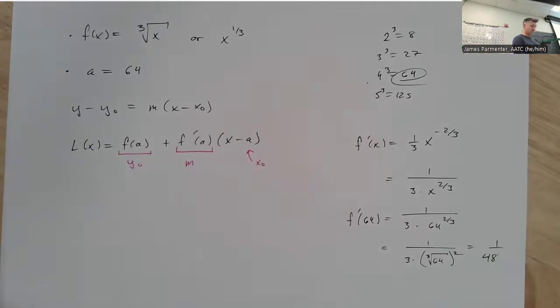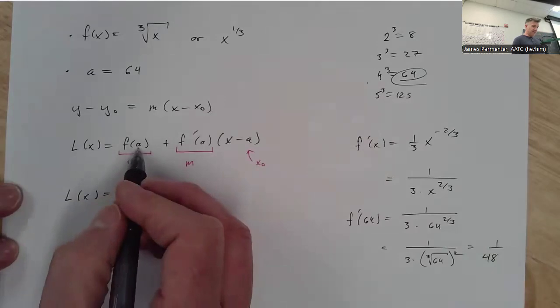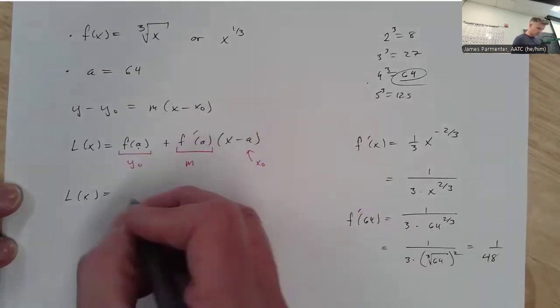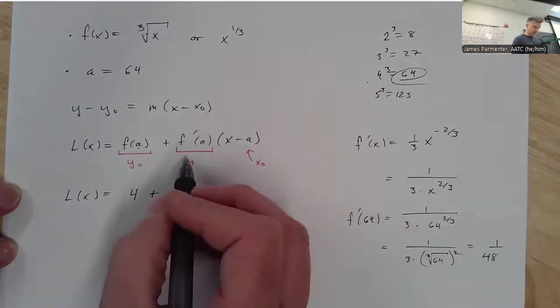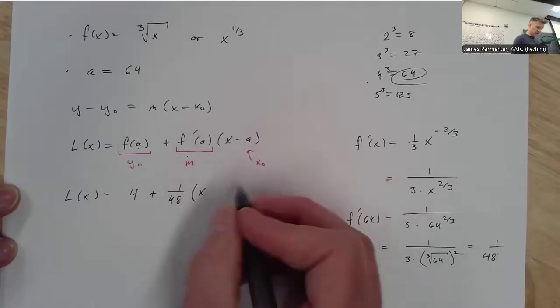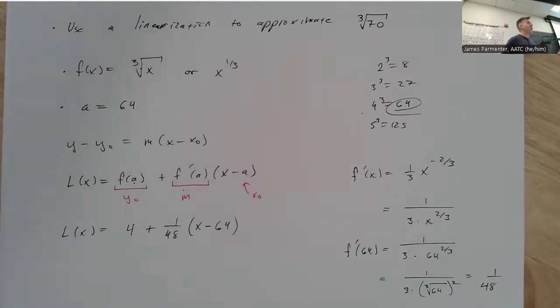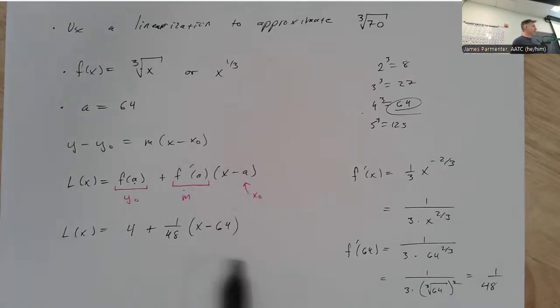And I think we have all the pieces now. So our linearization is going to be f of 64, which is the cube root of 64, which is 4, plus f prime of 64, which was 1/48, times x minus a, where a is our 64. This should seem reasonable, right? If we're trying to find the cube root of, what was it, 70? It shouldn't be a whole lot bigger than 4, right? The cube root of 64 is equal to 4. The cube root of 70 should be 4 and a little bit more. This is looking exactly like that, right? We're going to get the 4 right there, plus a little bit more.